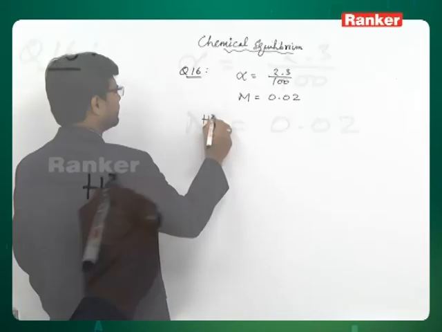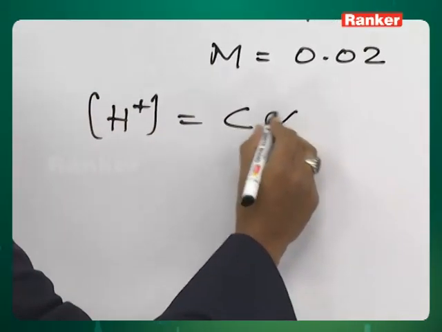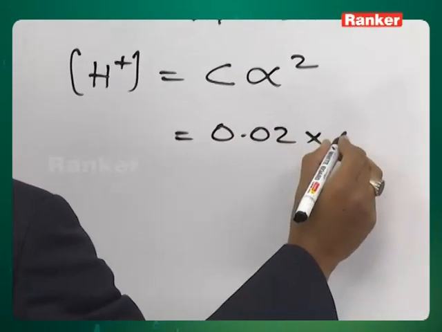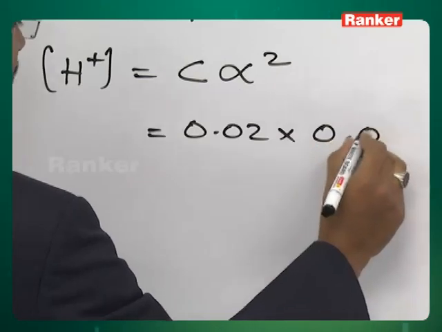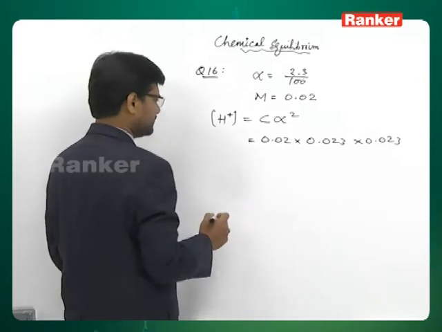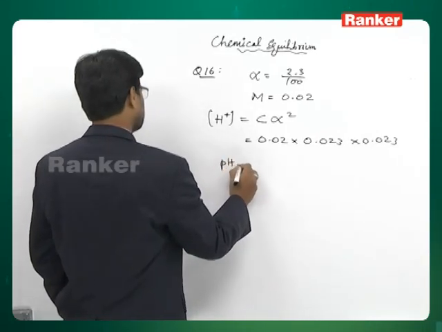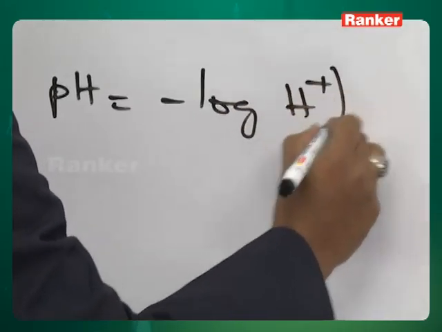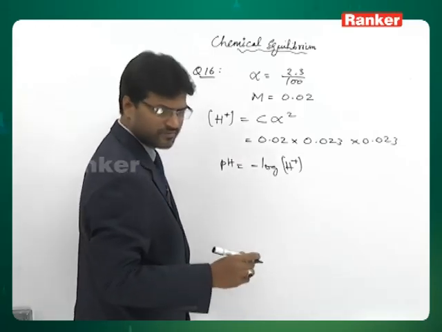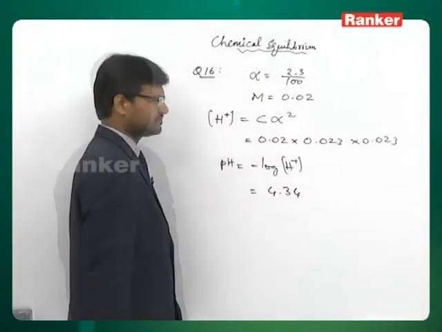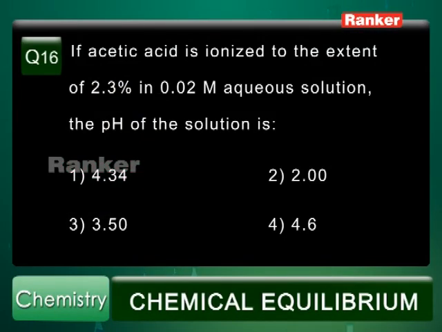See, concentration of H plus is equal to C alpha square. So, this comes to 0.02 into 0.023 into 0.023. That gives the concentration of H plus, and pH equals minus log of concentration of H plus. This is how it can be done, and the answer you get is 4.34. On simplification you get this answer. Answer is the first option, 4.34.